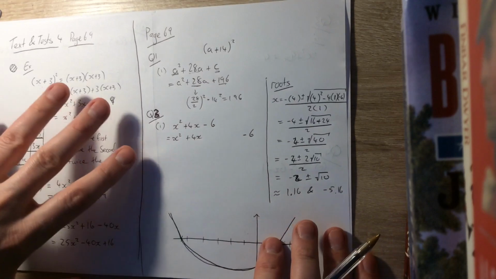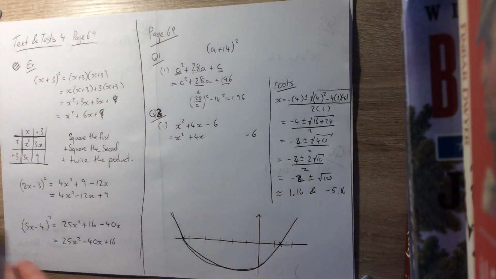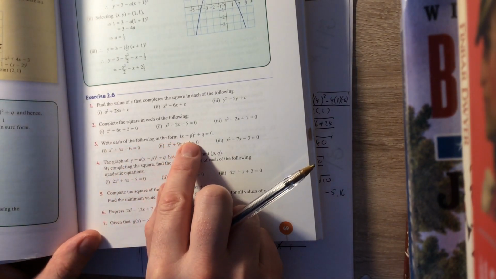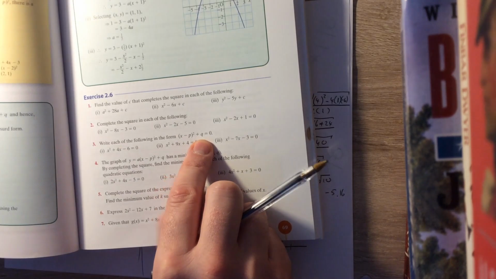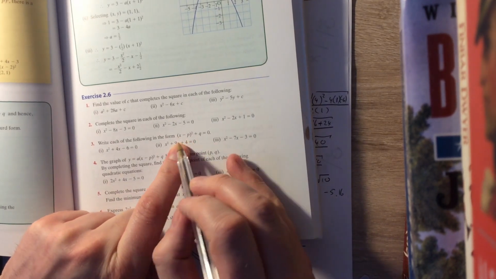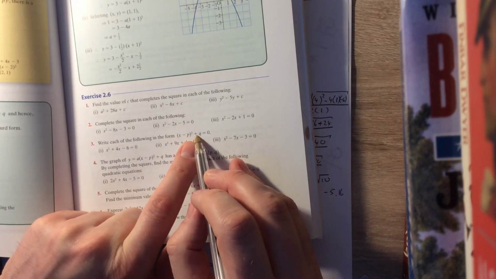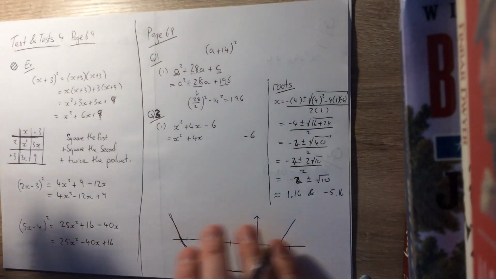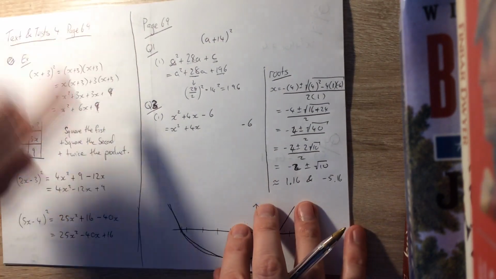So in question 2, you're asked to complete the square in each of the following. Now question 3. Write each of the following in the form (x - p) squared plus q. So this is called completed square form, where you have a square part plus some other constant. Okay, and this can be a useful way to write a quadratic equation. So that's what we're going to learn to do today.